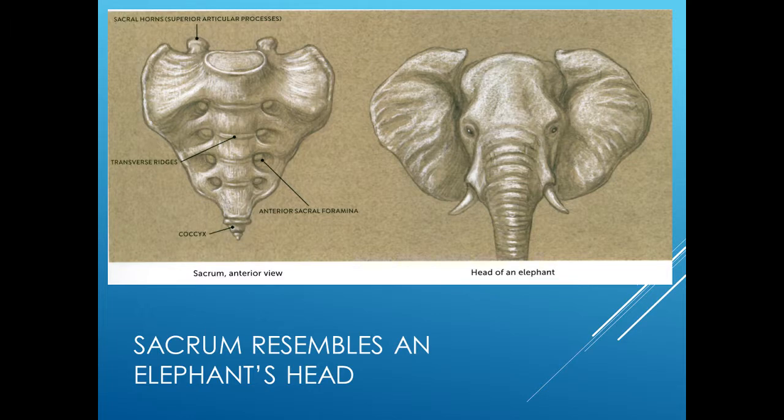All right, the next ones. We see here's the sacrum in an anterior view. And the sacrum kind of looks like the head of an elephant with its ears outstretched here. And so here we see the ears, kind of the sacrum right there, the sacral horns on either end there, the transverse ridges in between here, the anterior sacral foramina, which are actually holes in there, which nerves and blood vessels run through. And then at the very end, we see the coccyx right down there. So the sacrum resembles an elephant's head.